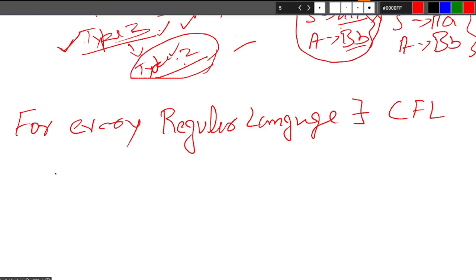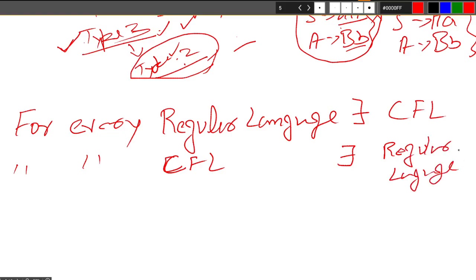However, let us see, for every context free language, there exists a regular language. Is it possible? The first statement is true. This statement is actually false. For every context free language, you will not have a regular language.